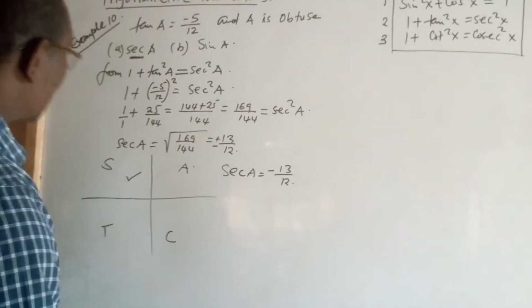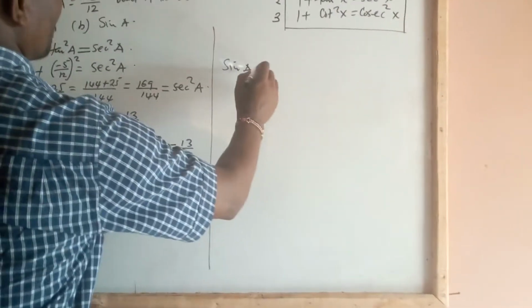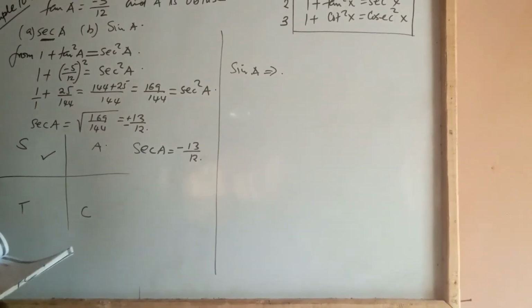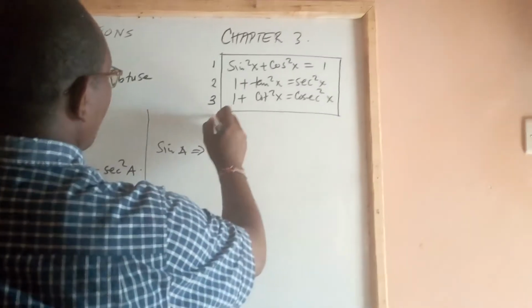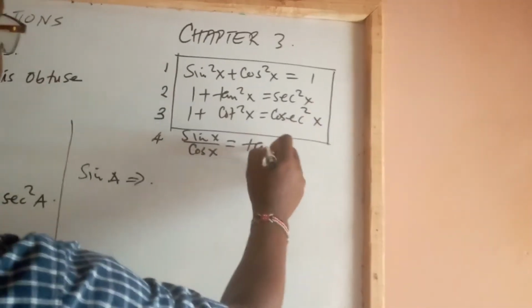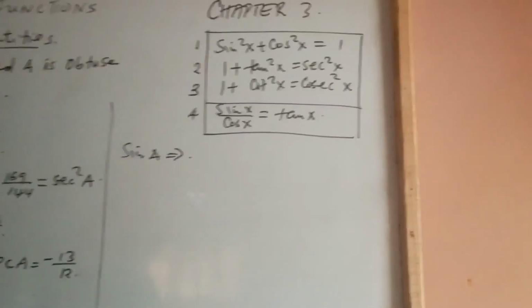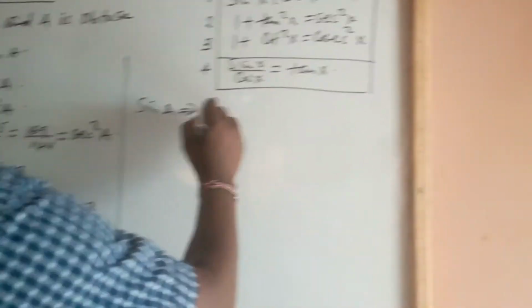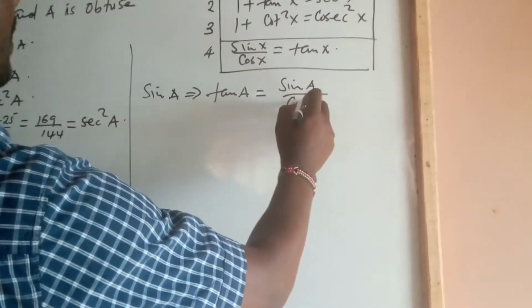But it is the sine of part B, whereby we should give the sine of A. Let us talk about the sine of A. It is part B. With the sine of A, it is very important that we can also remember probably law number 4, whereby we have the sine of x over the cosine of x giving us the tangent of x. We can also use that one. And we can use now this law 4 in this one and say the tangent of A is given by the sine of A all over the cosine of A.